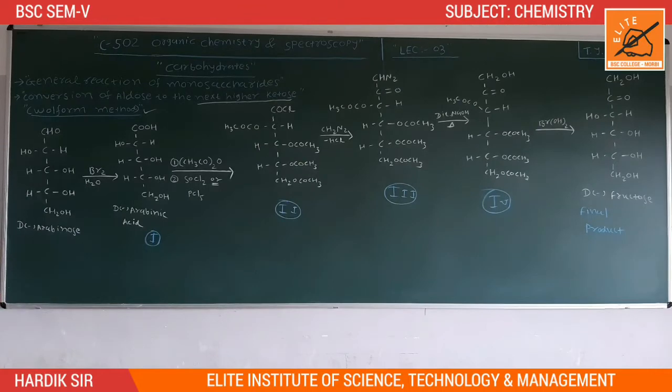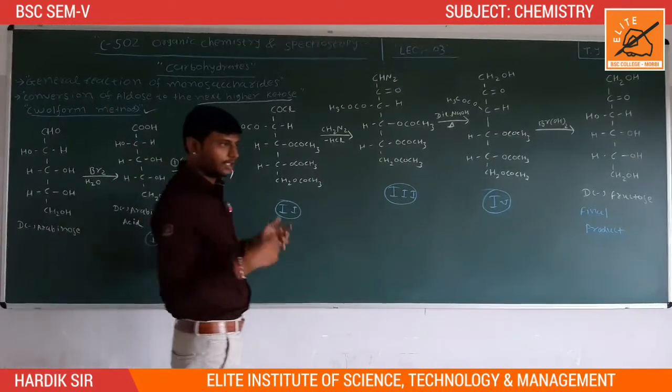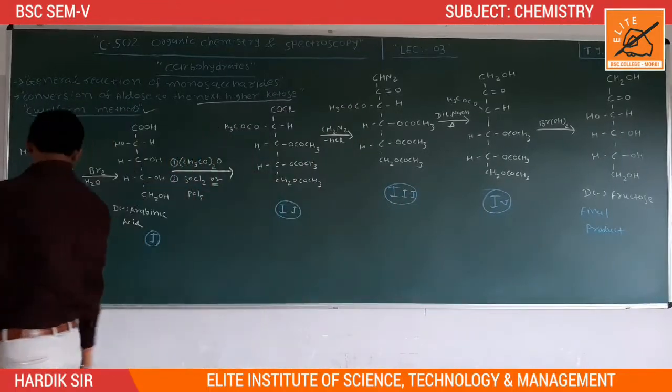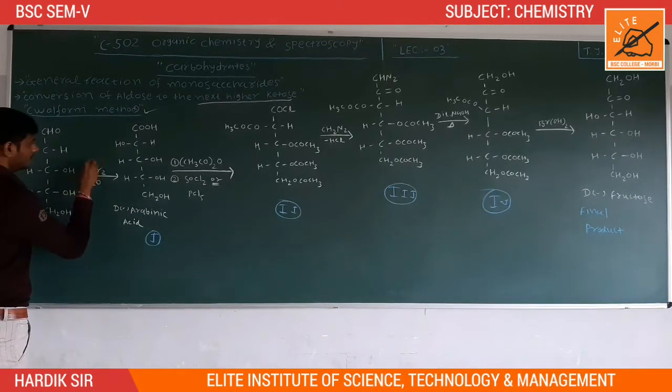Now we will learn about the conversion of aldose to the next higher ketose. First of all, we take the molecule of D-arabinose. This is the structure of D-arabinose: one aldehyde group and three hydroxyl groups. This molecule is called D-arabinose. D-arabinose is reacted with bromine. This is the bromine.